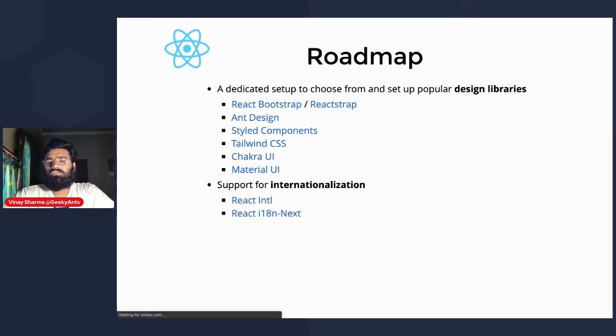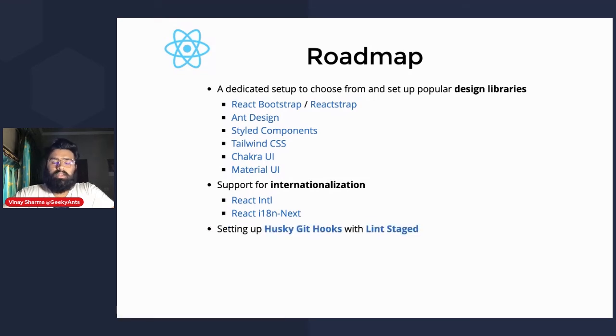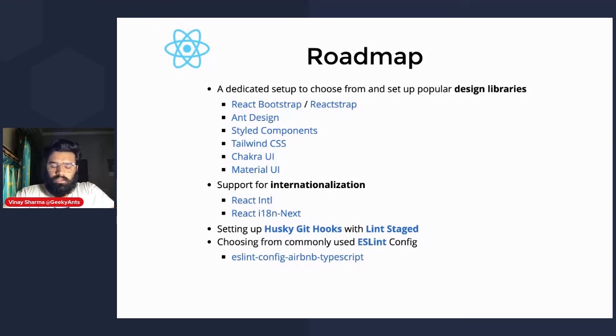So Rapid React is going to provide support for both React Intl and i18next. And to maintain better code quality, if you want to set up Husky Git hooks with lint-staged, Rapid React is also going to add support for that. And usually we work with Prettier and ESLint configs. So if you want to choose from any commonly used ESLint config, such as this one, even that can be a future version, a feature.